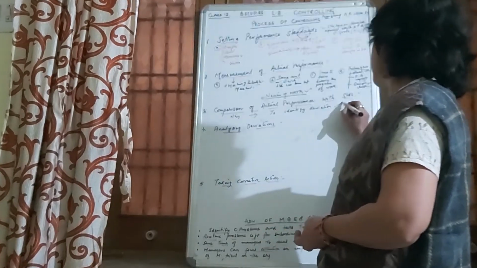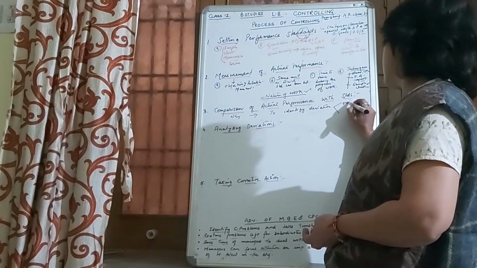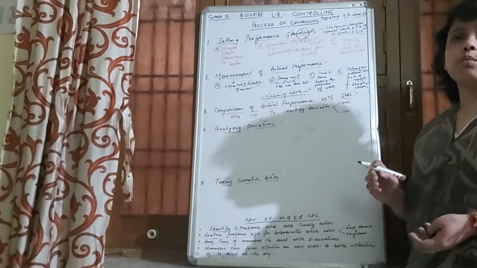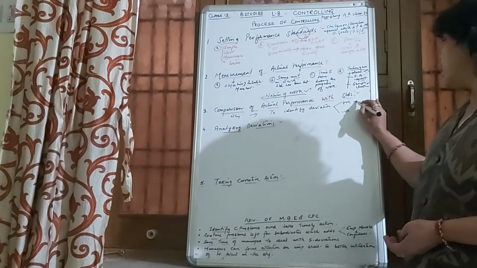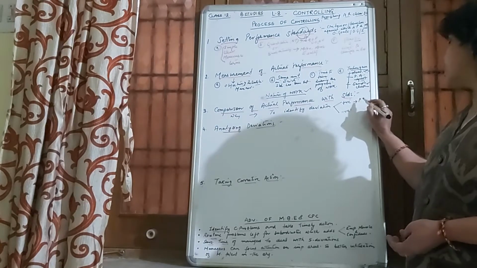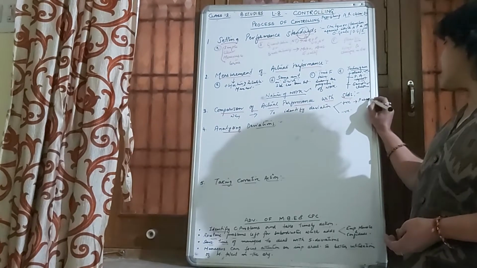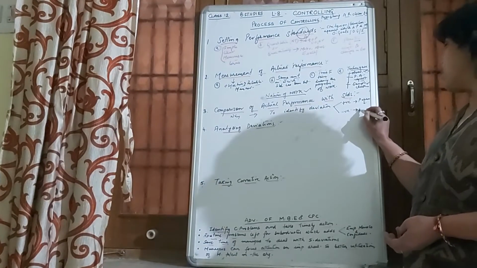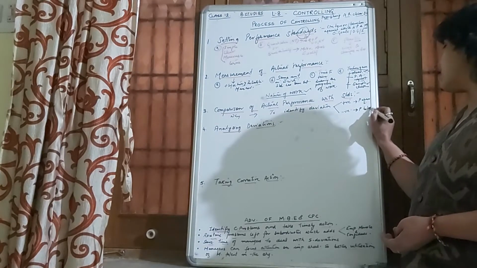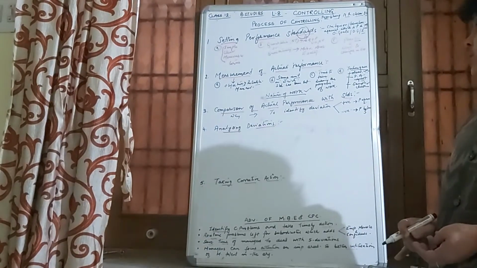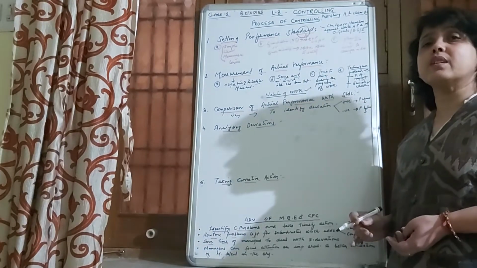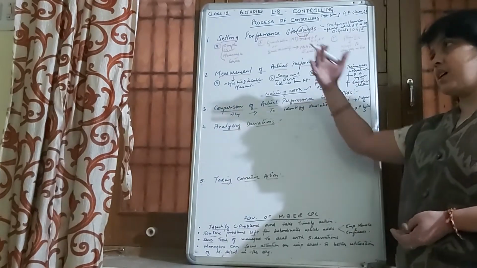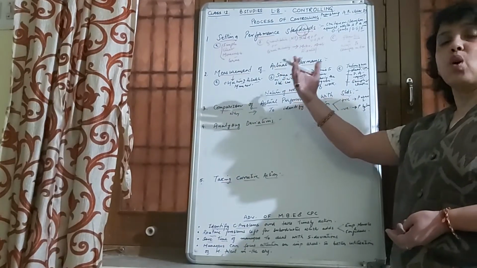And this deviation can be positive or it can be negative. Positive deviation means whenever the performance is above standard, and negative deviation means performance below standard. So whenever the comparison is done, then only it becomes clear what the actual performance is. Is it above standard or is it below standard?